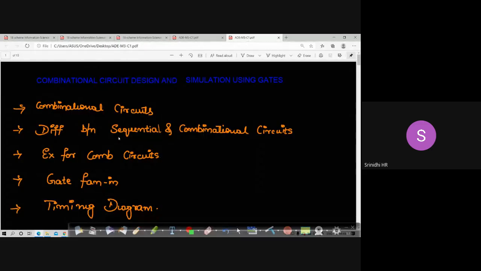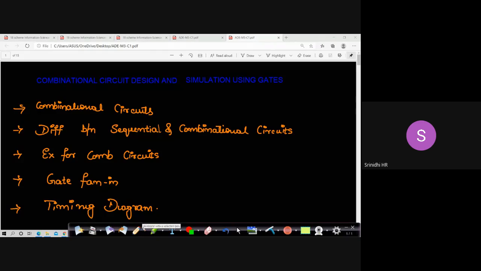The very first concept is the difference between a combinational logic circuit and a sequential logic circuit. In any electronic circuits, we have two types of circuit: one we call a sequential circuit, and another we call a combinational logic circuit. So what is the difference between them is my very first question. In this first chapter of this module, we'll discuss these concepts in detail.